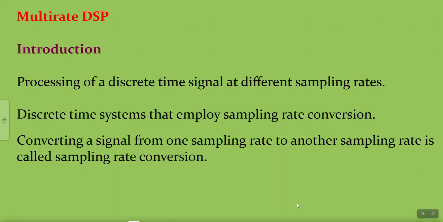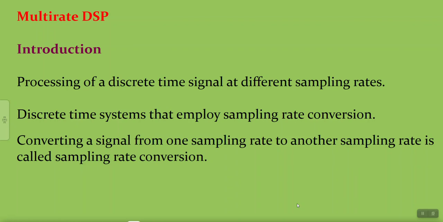The next topic is multi-rate data signal processing. The processing of a discrete time signal at different sampling rates in different parts of a system is normally termed as multi-rate data signal processing.